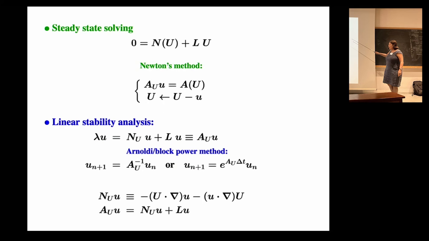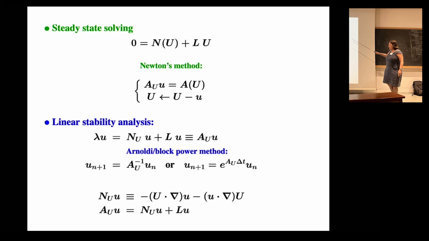And what's steady state solving? That's N of U plus LU. And of course, we just learned about Newton's method, which has us take this operator A and solve the linear equation A linearized about the current guess U equals A of U. This is not zero, or we would have solved the problem already. This gives us a linear equation to solve for little u, which we then subtract.